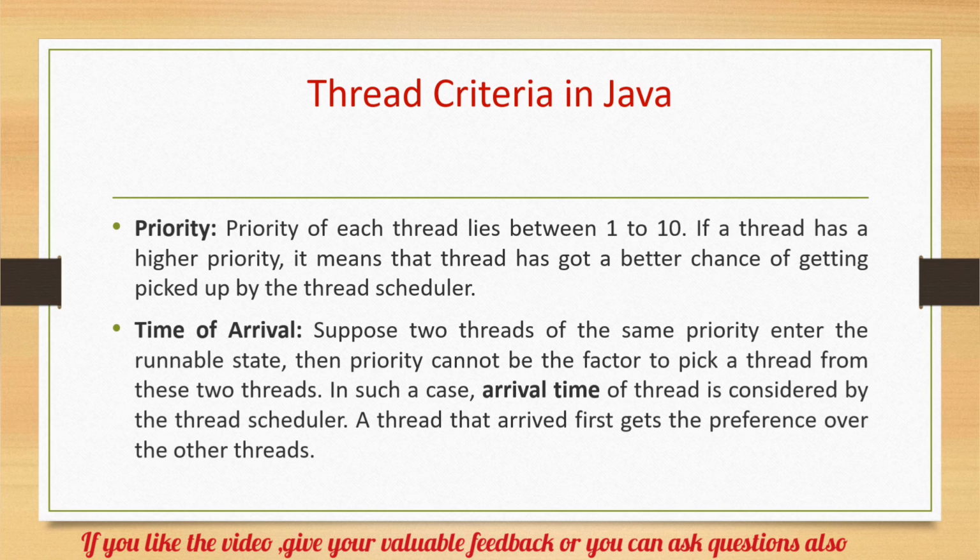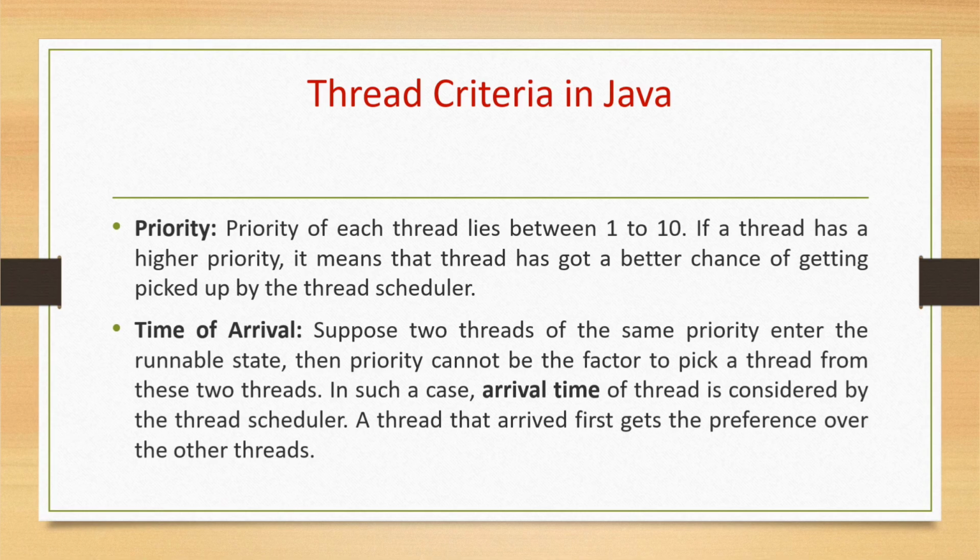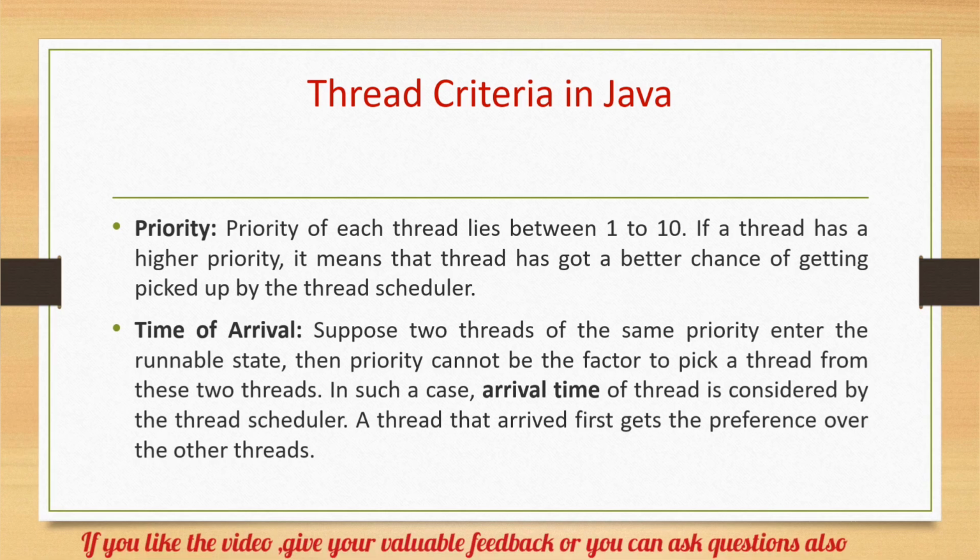Now the second factor is time of arrival. Suppose there are two threads that have the same priority and they are entering the runnable state. So now which to choose and which not to choose? Priority cannot be a factor to pick the thread.